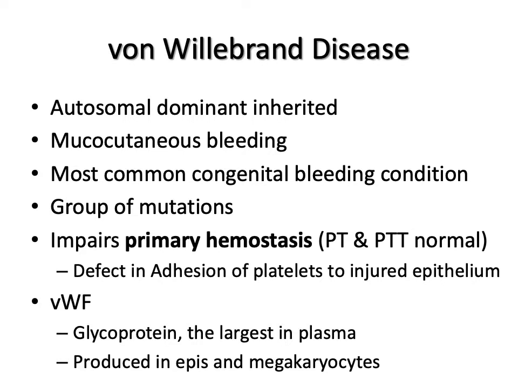Von Willebrand disease is an autosomal dominant inherited condition resulting in abnormal mucocutaneous bleeding. It is considered the most common congenital bleeding disorder. Von Willebrand factor is a glycosylated protein composed of 2,813 amino acids. It forms dimers, which are transferred to storage locations in platelets, the alpha granules, and epithelial cells, Weibel-Palade bodies. In storage, the dimers polymerize to form very large polymers.